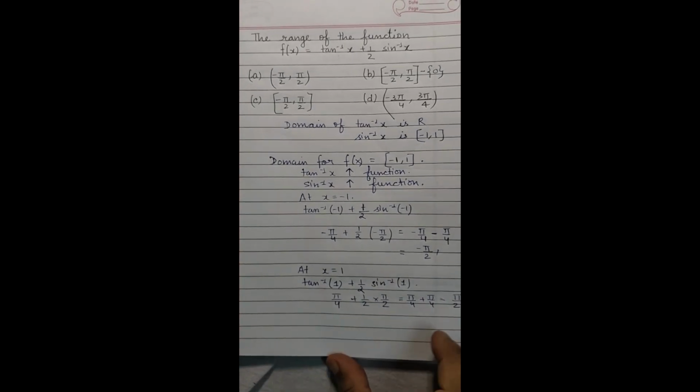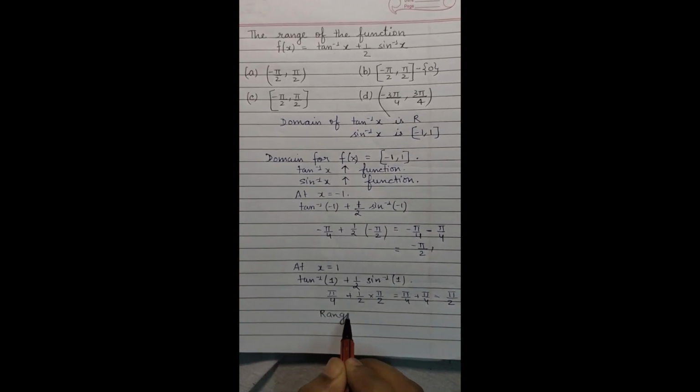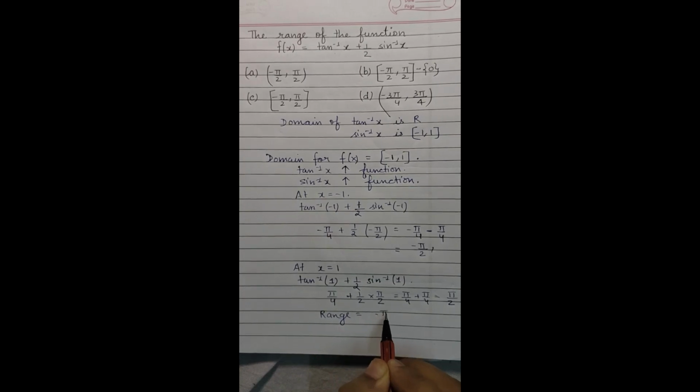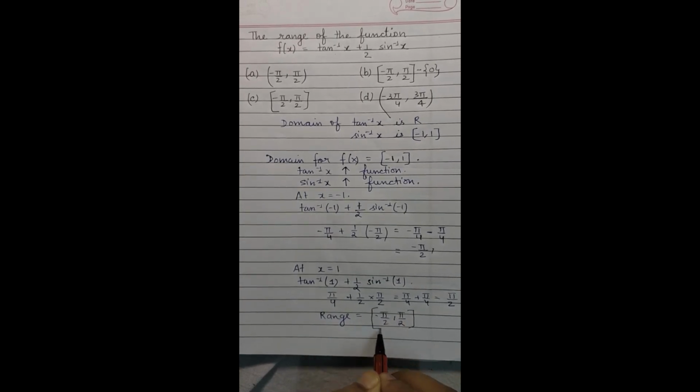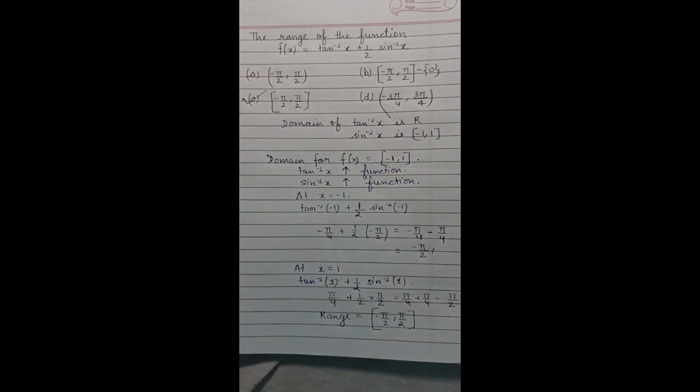Hence pi by 2. Hence the range is minus pi by 2 to pi by 2, closed bracket. Both will fall in the range. So I can see the correct option is C.